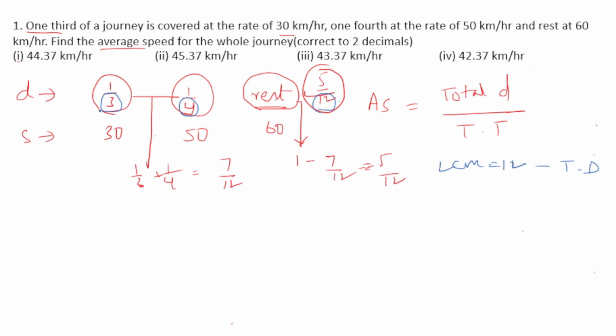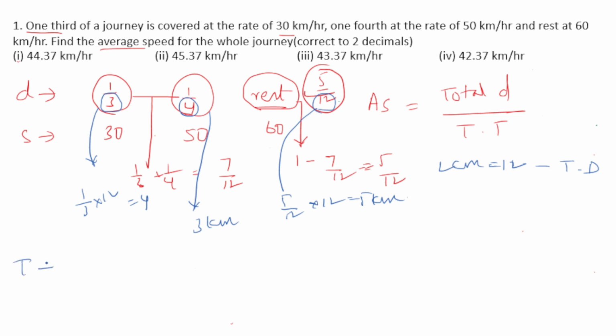Right. So in the first part, what is the distance travelled? One-third of 12 is what? One-third of 12 is 4. In the first part, 4 kilometers is travelled, and in the second part, one-fourth of 12 is 3 kilometers. And in the third part, 5 by 12 of 12 is 5 kilometers. Right? In the first part, what is the time taken? Time is equal to distance divided by speed. Distance is 4 kilometers divided by 30.